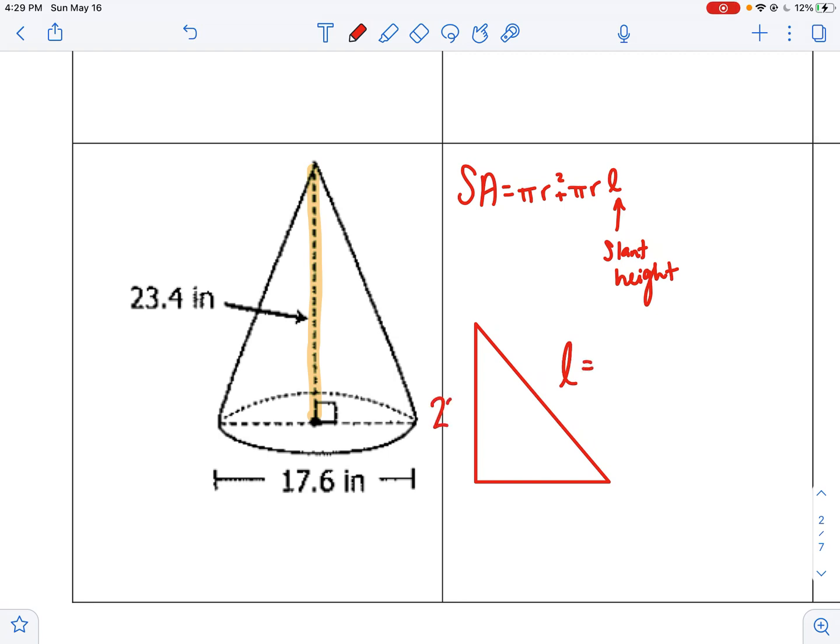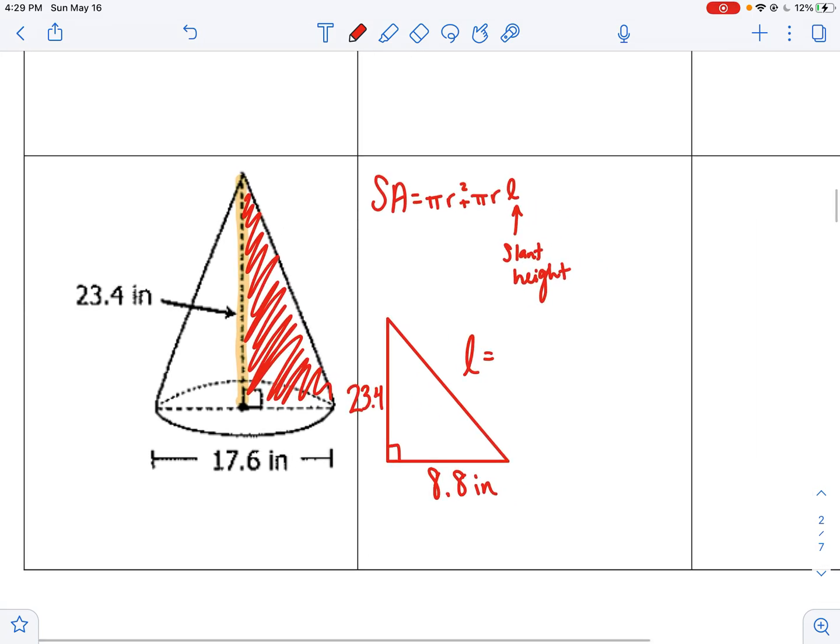Now I know the height is 23.4 inches, but my right triangle only goes to the middle of my base. So instead of 17.6, I'm going to use 8.8 inches. That's the radius. And then, of course, from there, you would use your Pythagorean Theorem. So here's my hypotenuse. So a squared plus b squared equals c squared, or L squared.